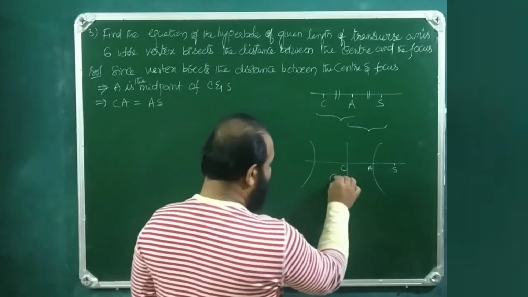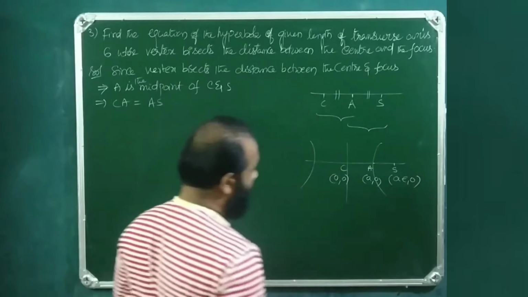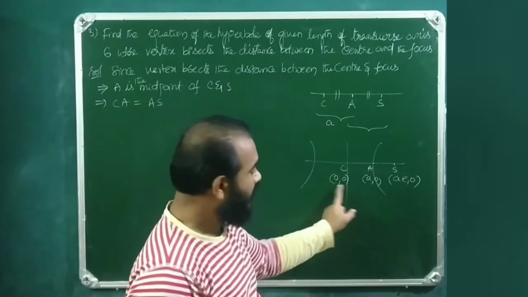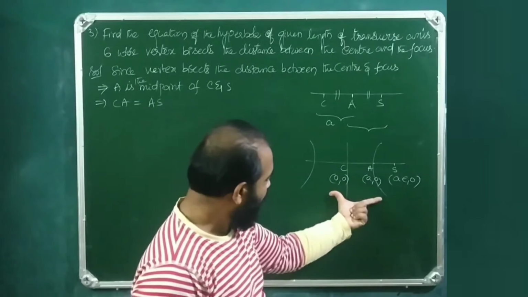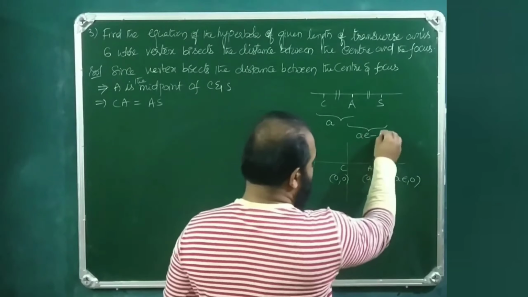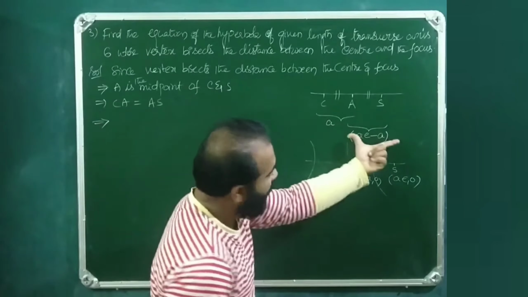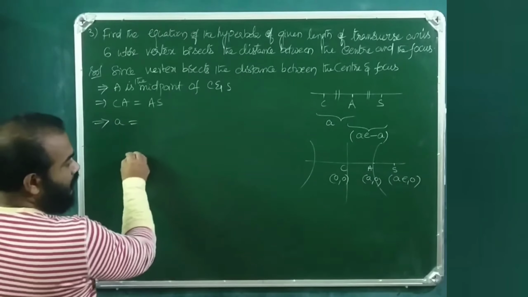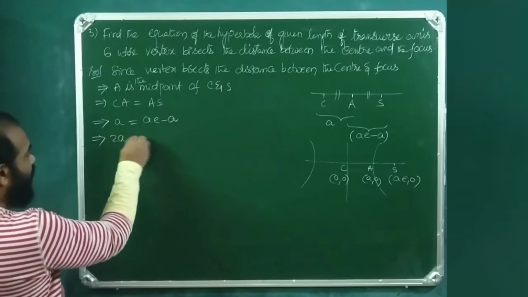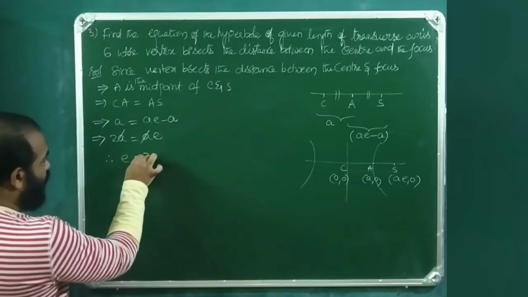So C is 0, 0. This is A comma 0 and this is AE comma 0. So CA, the distance, is A, because A minus 0 whole square plus 0 minus 0 whole square. So therefore A. The distance between these two is AE minus A. So this distance is equal to this distance, that is A is equal to AE minus A. This is given. So from this, 2A is equal to AE. A gets cancelled. Therefore E is equal to 2.